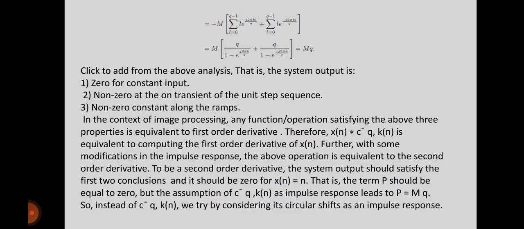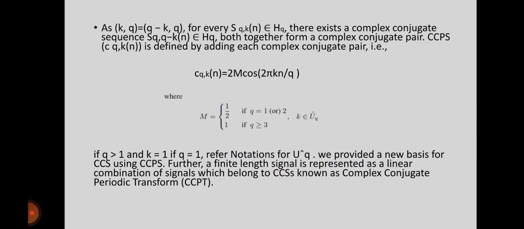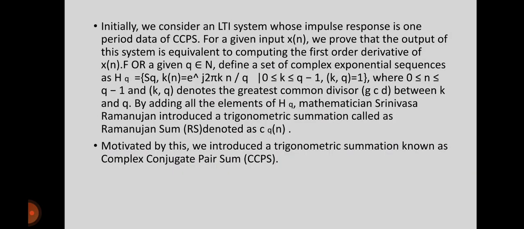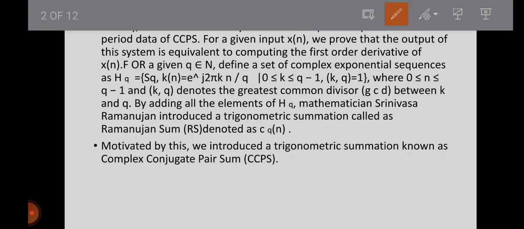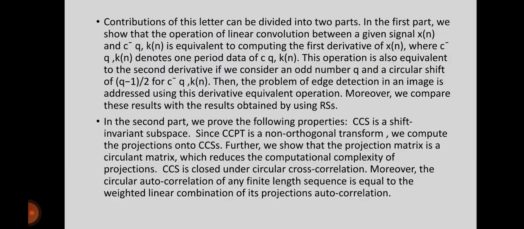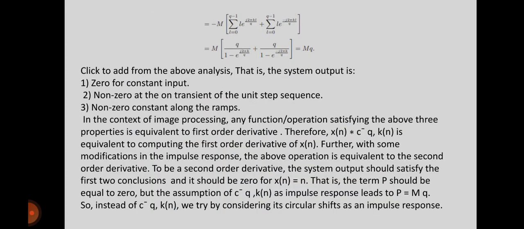where this e power j 2 pi came from the equation C bar q,k of n is equal to e power j 2 pi k n by q. Here it is, from this it has come out. So this is equivalent to mq.